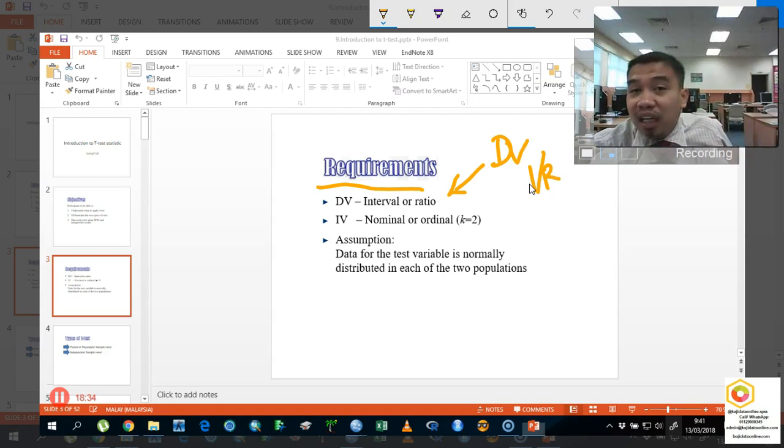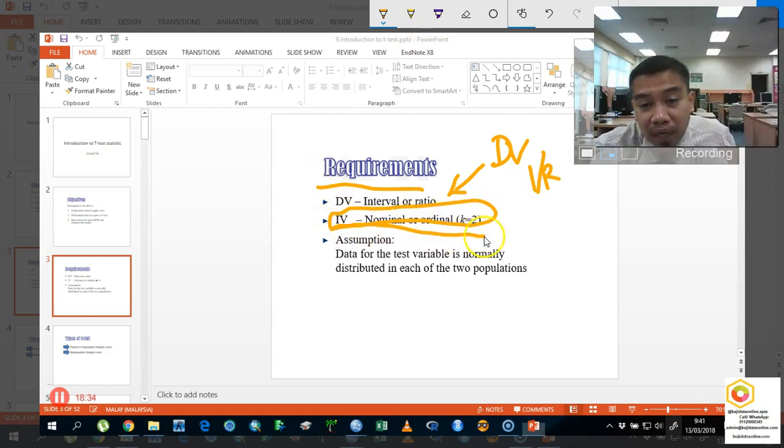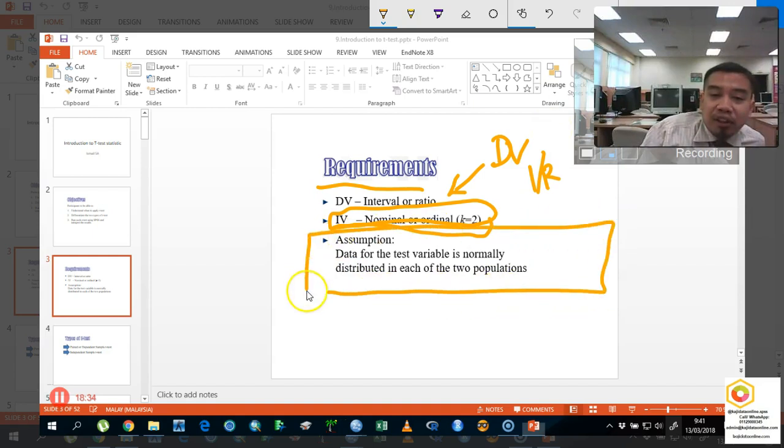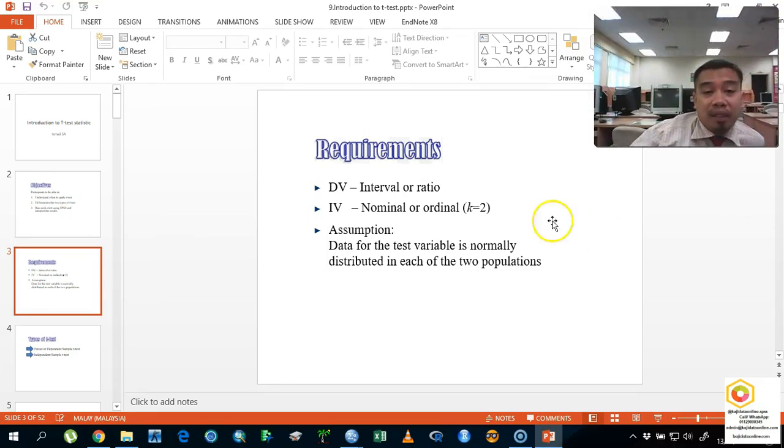You cannot run a T-test to identify the mean of male and female. No. Male and female have no value. We put the values 1 and 2, as we discussed yesterday, to give the computer the idea for analysis. The next one, your group must be only and only 2. Cannot be less, cannot be more. And the last but not least is the assumption that your data must be normally distributed. You cannot run the T-test if your data is not normal. If your data is not normal, you are going to use non-parametric analysis.